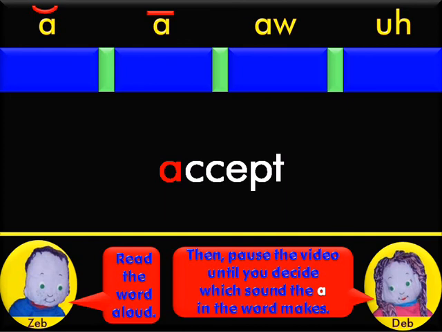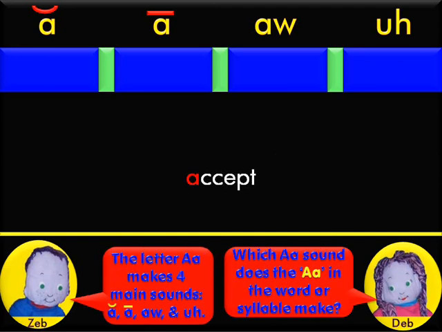Repeat after me. Accept. Which slot does it float into? Pause the video until you figure it out. Read the word with me. Accept. Which slot does it float into?